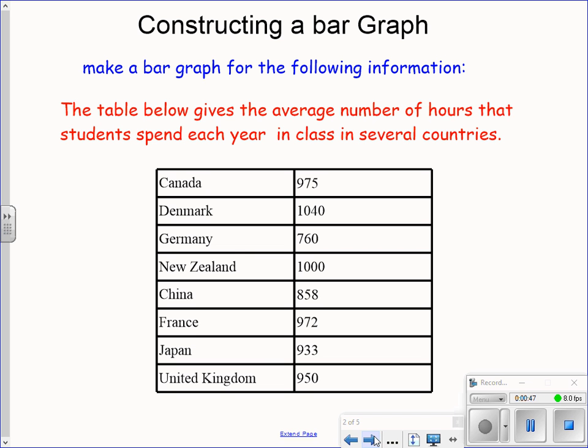Here looks like some random data. In fact, it is data from 8 different countries, and it shows the average number of hours that students spend each year in class around the world. So as you can see, Canada is 975 class hours a year, Denmark 1,040, Germany 760, New Zealand 1,000, they're pretty close to us. China 858, France 972, Japan 933, and UK 950. So we're going to take this data and we're going to make a bar graph with it.